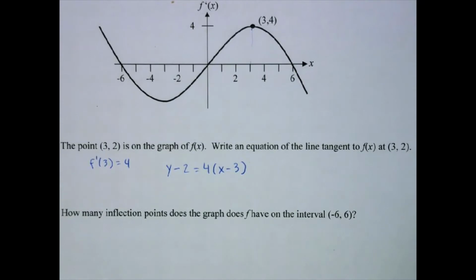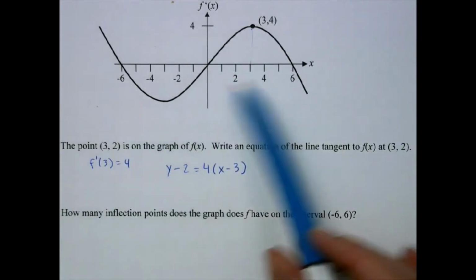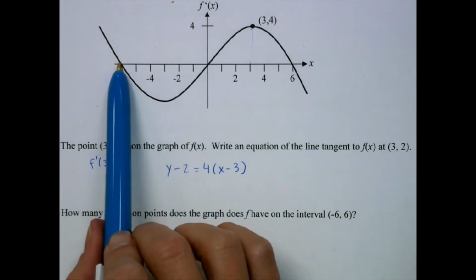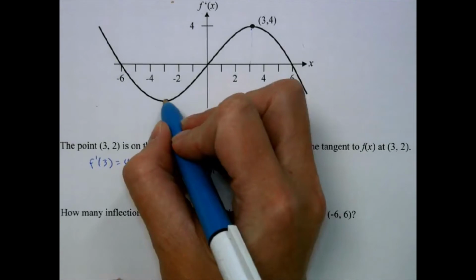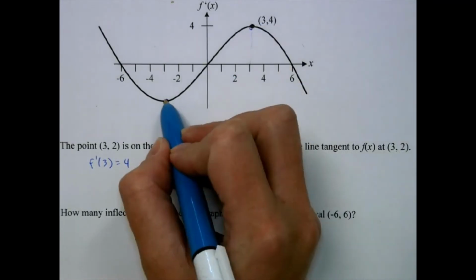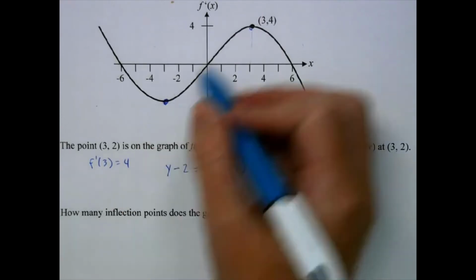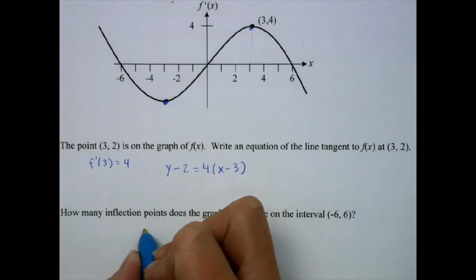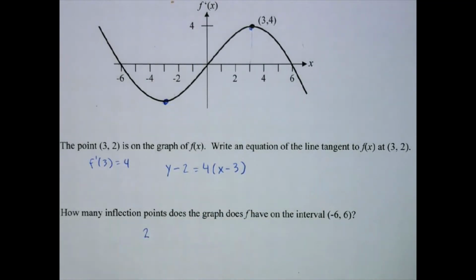Next, how many points of inflection does the graph have from -6 to 6? So this is where the second derivative changes signs on the graph of f prime. That means we're looking at the slopes. So the graph is decreasing to this point, then it's increasing, then it's decreasing. So anywhere where it switches from increasing to decreasing or decreasing to increasing, we're going to have those inflection points. So there's going to be 2, here and here, based on that graph.